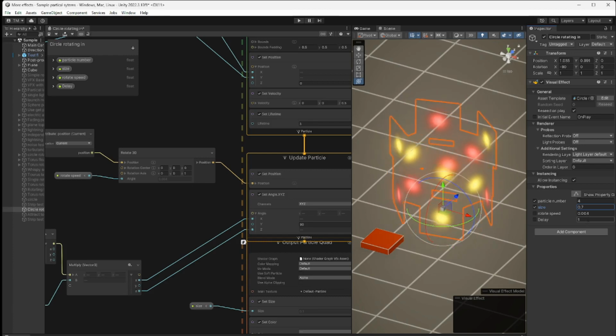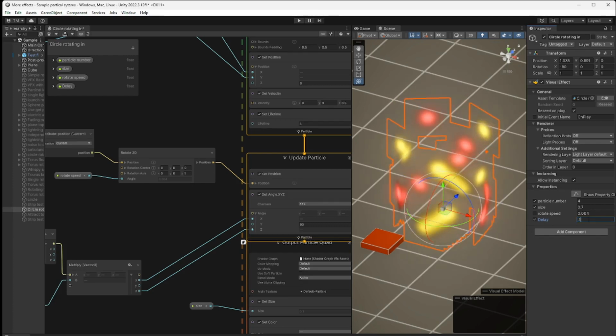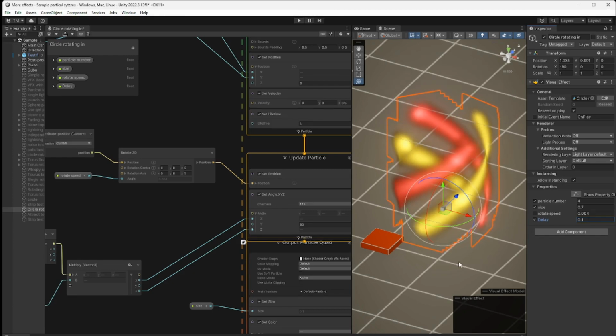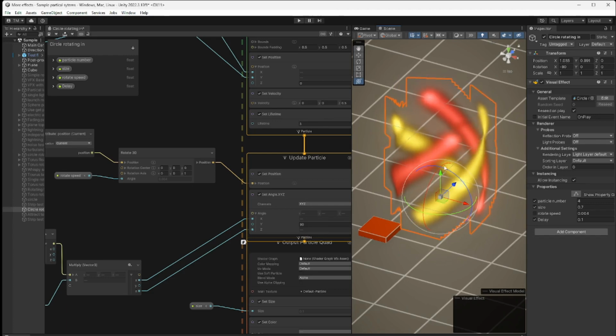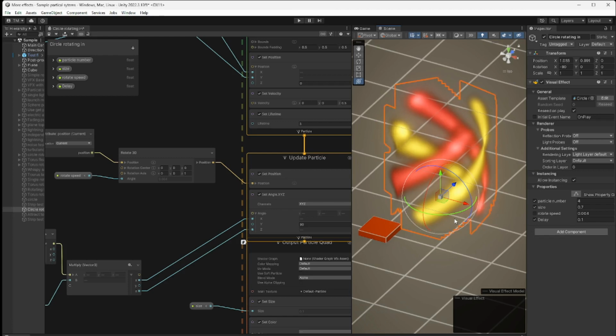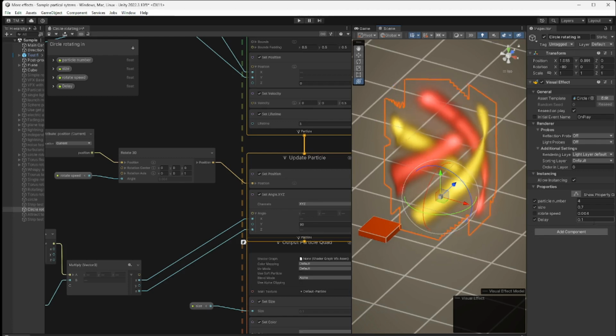I can change the delay. So right now it's spewing out one set of particles every second. If I do this down to 0.1, you can see it's going to do a lot of particles. And again, it kind of loses the effect since they're not dying out, they're not getting smaller, they're not getting bigger. It's really just to show what you can do here.